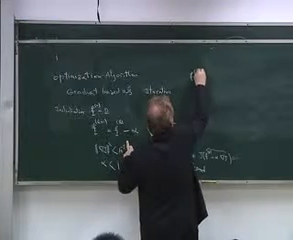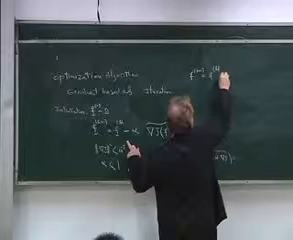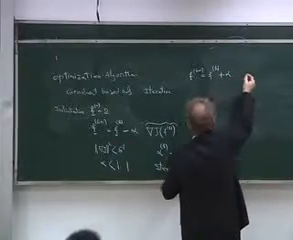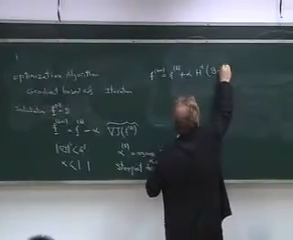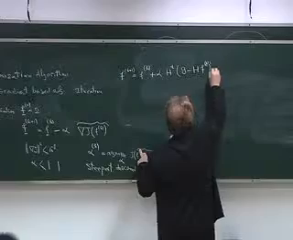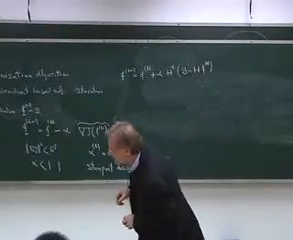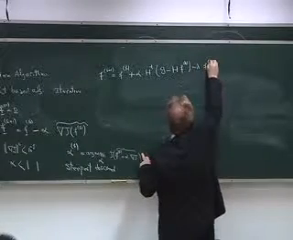f at iteration k plus 1 is f at iteration k plus alpha times the gradient. And the gradient is H transpose times (g minus H f at iteration k), and what else? Minus lambda f at iteration k.